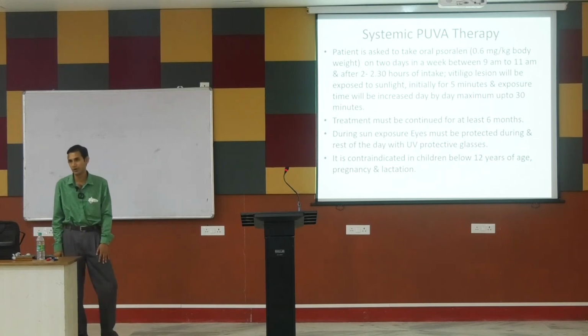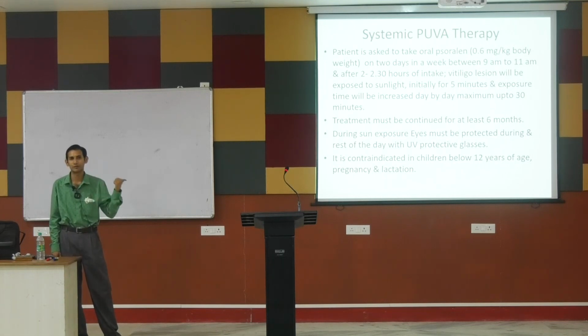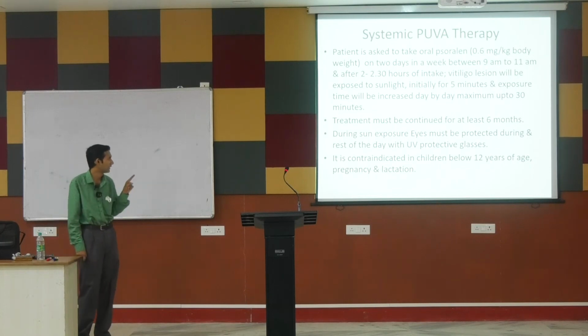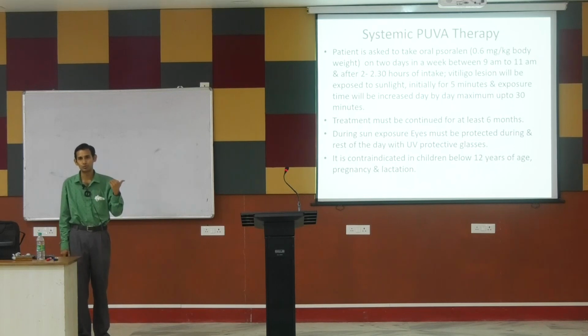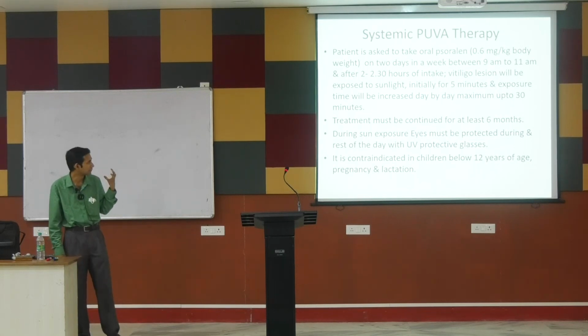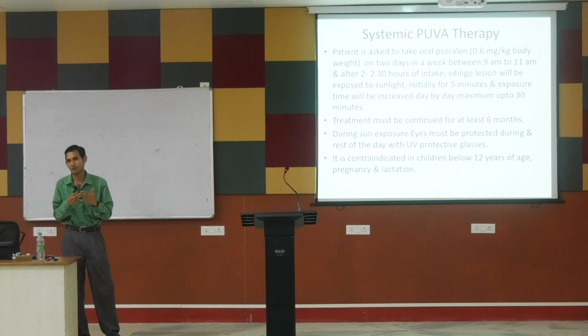0.6 milligram per kg body weight on 2 days in a week, but not 2 consecutive days. Suppose Sunday and Wednesday, or Sunday and Thursday, but not 2 consecutive days in a week, between 9 and 11 a.m., and after that, 2 to 2.5 hours later, sun exposure is done. Ultraviolet sun exposure initially for 3 to 5 minutes, and then the exposure time is gradually increased, maximum up to 25 to 30 minutes, which is the most important thing.